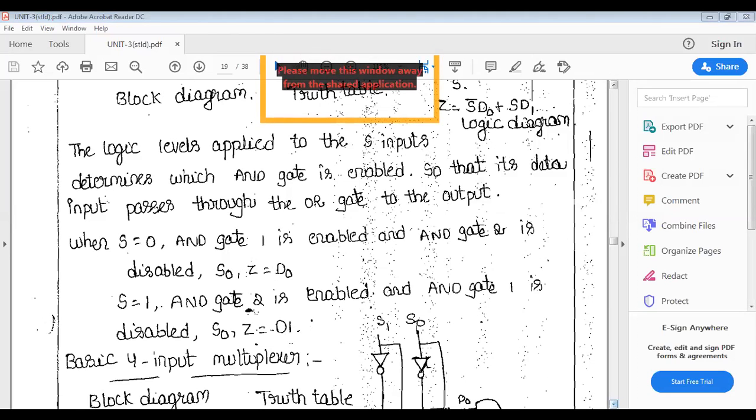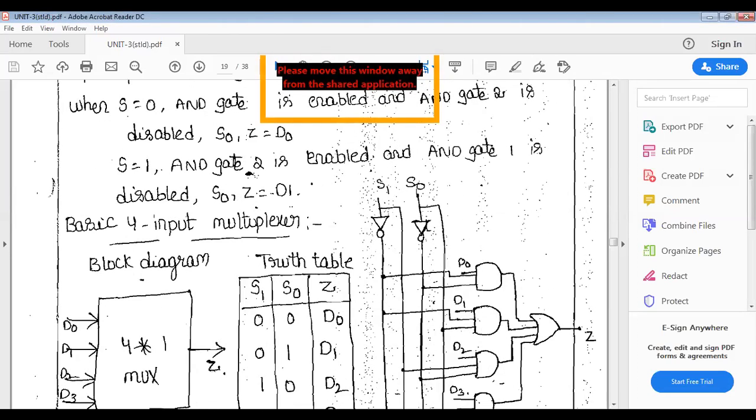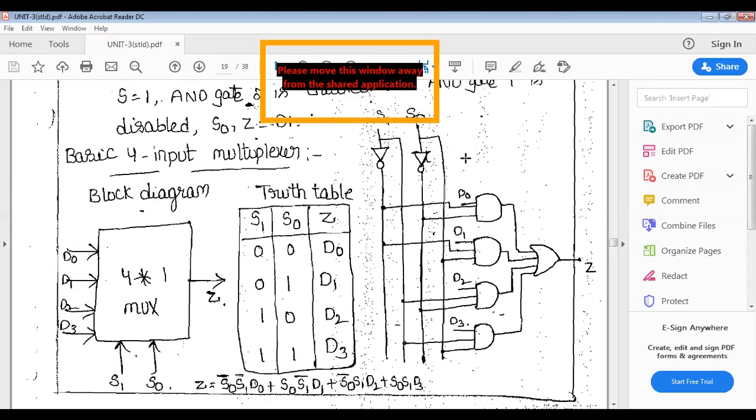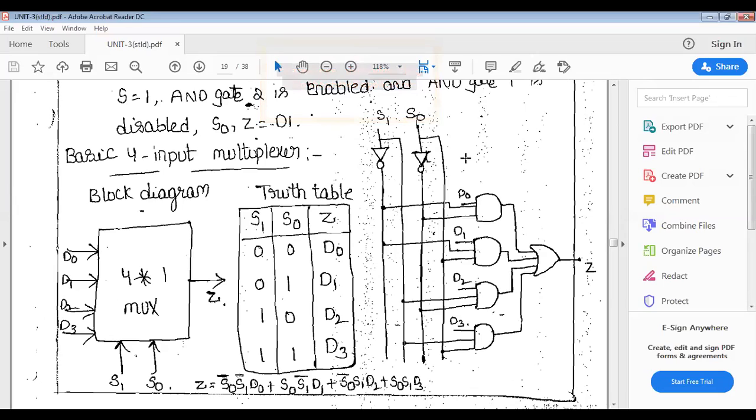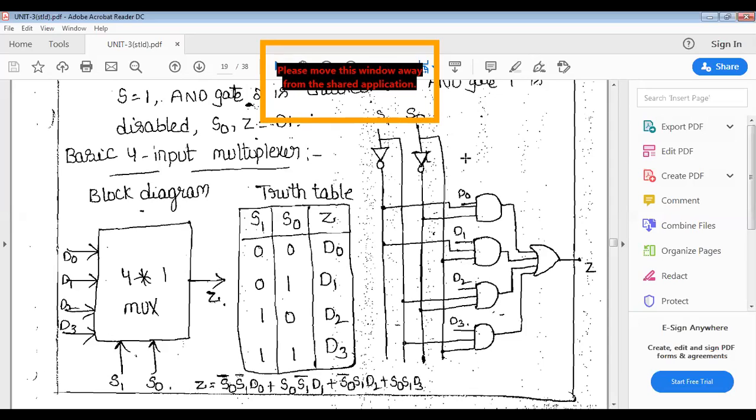Now you can see the next one is a basic 4-input multiplexer. 4 inputs means 2 power 2, so there are n equal to 2 selection lines. The 2 selection inputs are S1 and S0, and the 4 inputs are D0, D1, D2 and D3. The multiplexer has only one output.